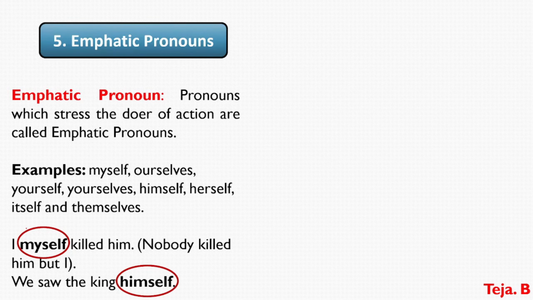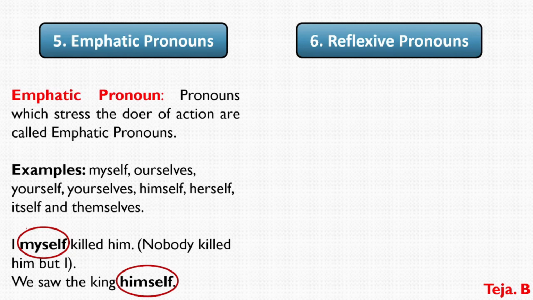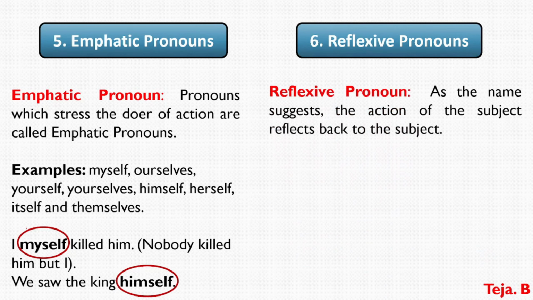The next one is also very much important, and we are going to discuss it comparatively. Reflexive pronouns. The word itself tells us reflex. That means, for example, light reflex. We can get it back. As the name suggests, the action of the subject reflects back to the subject.